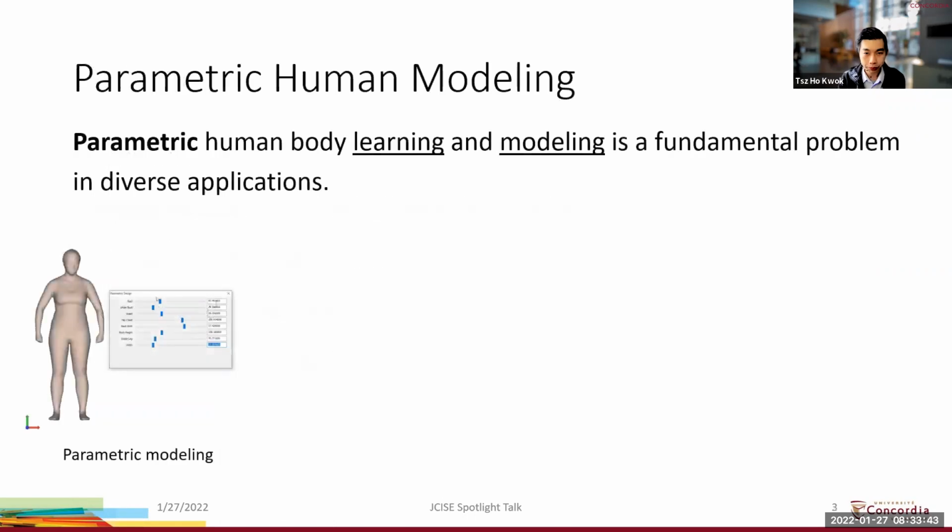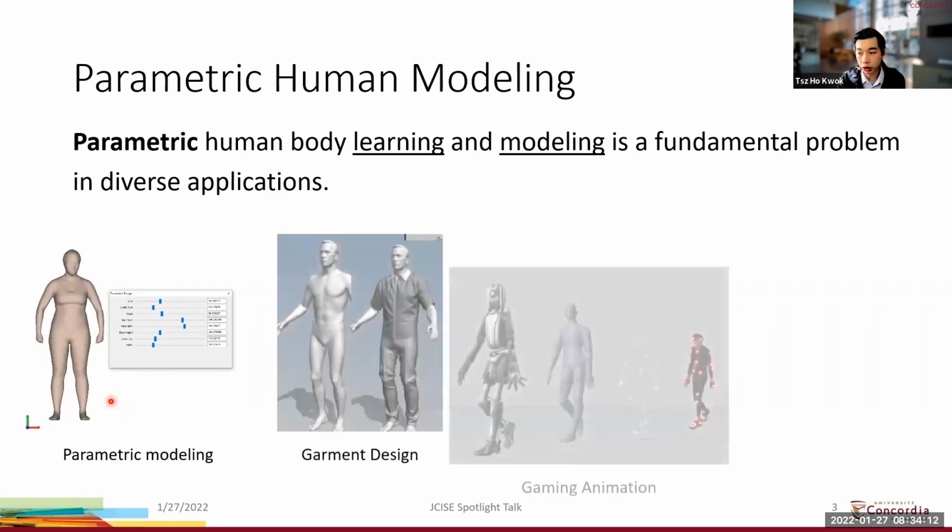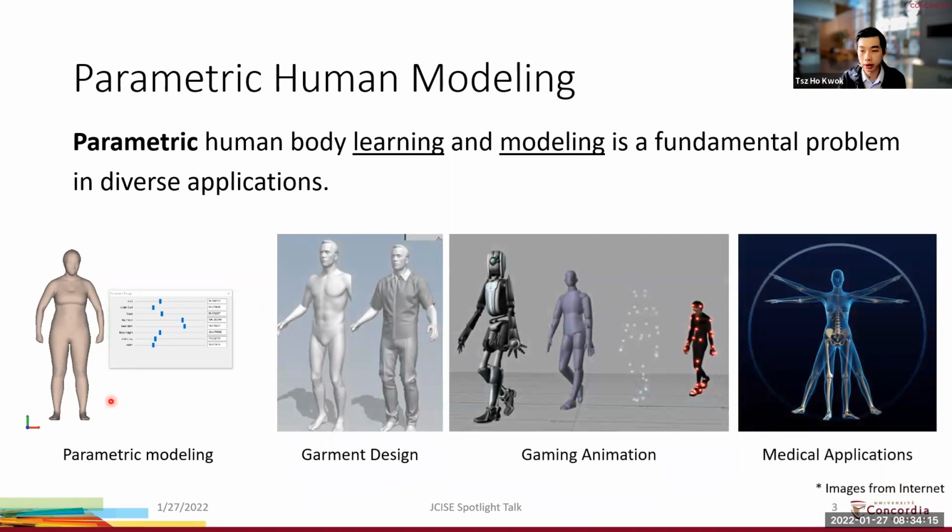So first of all, parametric human modeling is very useful and important in the field. Parametric human body modeling is using parameters. By changing the parameters, you can generate different models very quickly in automated procedures. That means you can generate different human body shapes with just a set of parameters, and there are a lot of applications, including garment design, garment animation, and medical applications also. This is a very important domain.